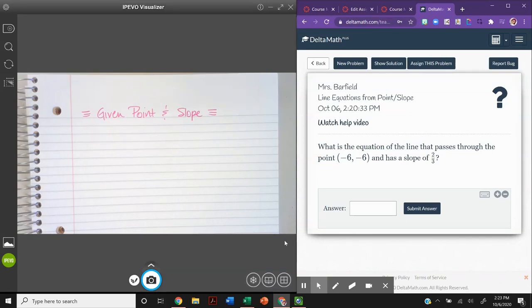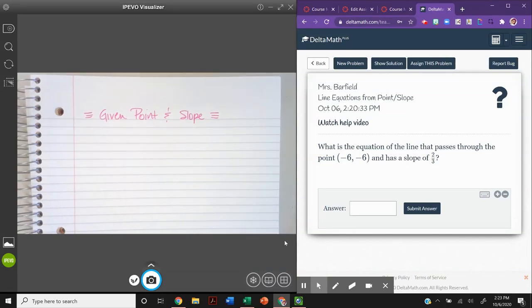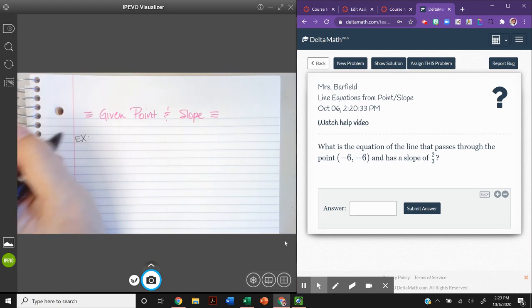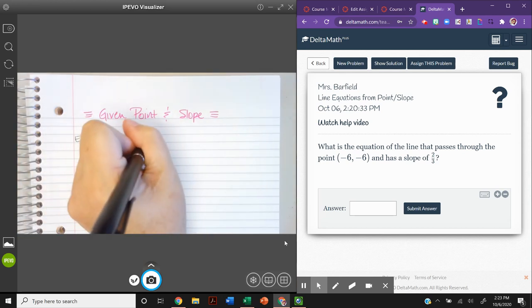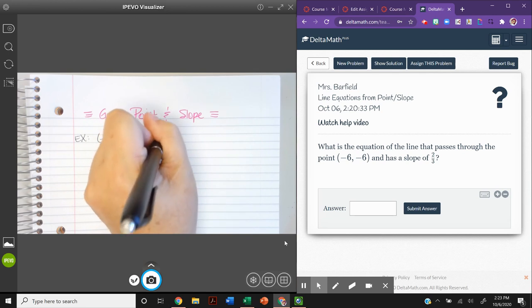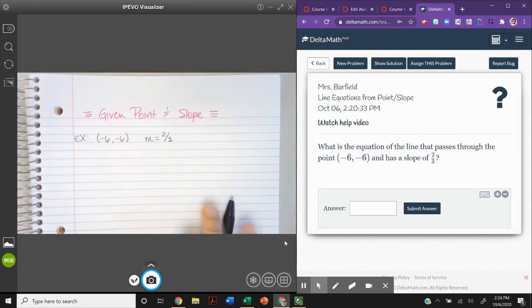All right, you guys. So we're going to be looking at reviewing writing equations of lines. And we're going to be looking specifically at when you have a point and a slope. All right, so let's look at our first example on Delta Math. It says, what is the equation of a line that passes through the point negative 6, and has a slope, which is m, of 2/3?